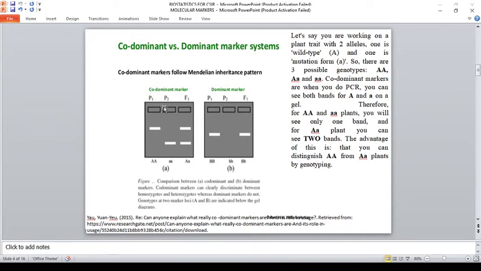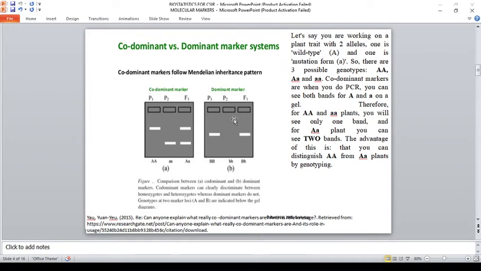This is the parent generation, P1 and P2, and in F1 you can see two bands. With codominant markers, when you do a PCR, you see both bands. For AA and small a small a you will see only one band, and for A small a you will see two bands. In the F1 generation you have both bands, one band for wild type and another band for mutant type. So based on codominant markers, we can easily discriminate between homozygous and heterozygous.